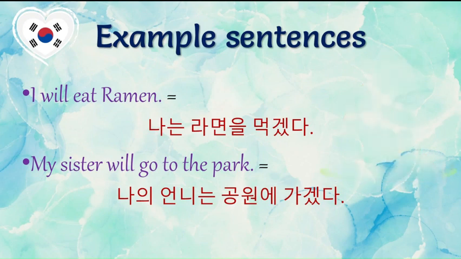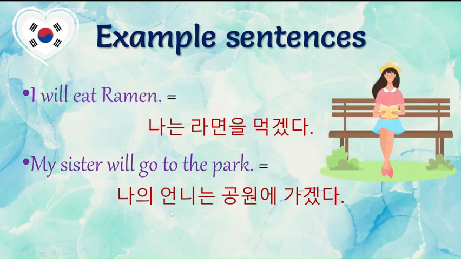Next example is my sister will go to the park. 나의 언니는 공원에 가겠다. My sister is 나의 언니는. Here you can also use nuna. Onni is used when you are a female and you are referring to your elder sister. And nuna is used when you are a male and you are referring to your elder sister. You can also use 여동생. 여동생 is the Korean word for younger sister. Okay, depends on the context. Park is 공원 and to go is 가다. So in future tense it is 가겠다.